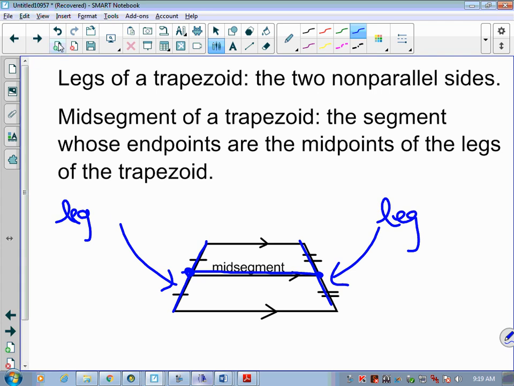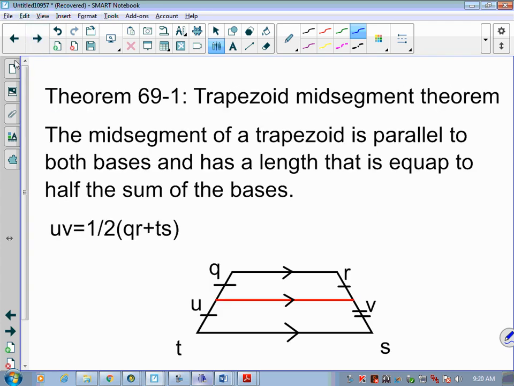All right, which brings us to some of our postulates and theorems. Our first one is theorem 69-1. I know that it's up there and you can read it, but Aaron, would you read that out for us? It says that the mid-segment of a trapezoid is parallel to both bases and has a length that is equal to half the sum of the bases. Okay, so my red line here is equal to half the sum of the 2 bases. So QR plus TS divided by 2 is going to be equal to UV. Okay? So it's half the length when you average them.